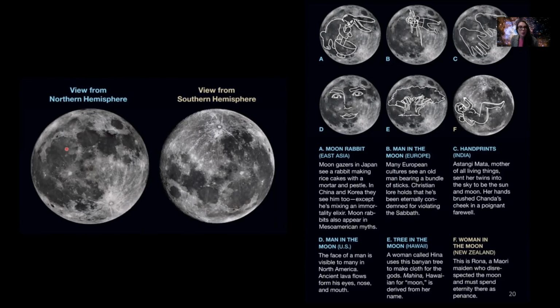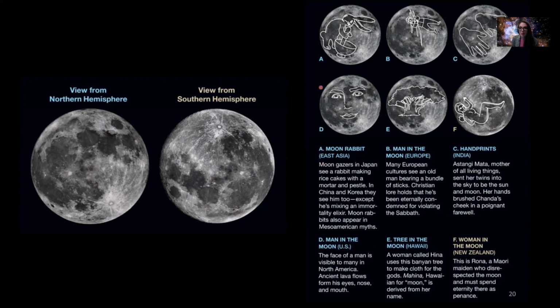So this is the view of the moon as seen from the northern hemisphere, and then as seen from the southern hemisphere. So it's a little bit different, depending on our perspective on the surface of the globe. But here are 6 different examples of folklore and stories tied to the patterns of the dark and light patches on the surface of the moon that cultures have seen throughout history. There are 6 of them. You can freeze frame and read more about them if you want.